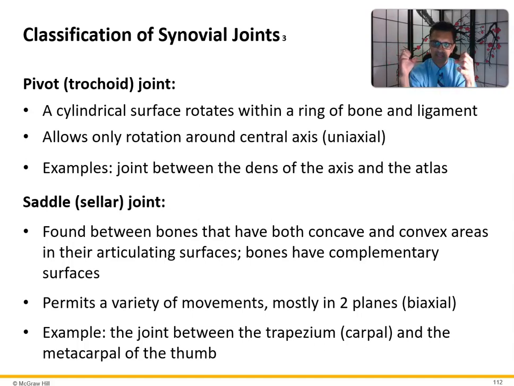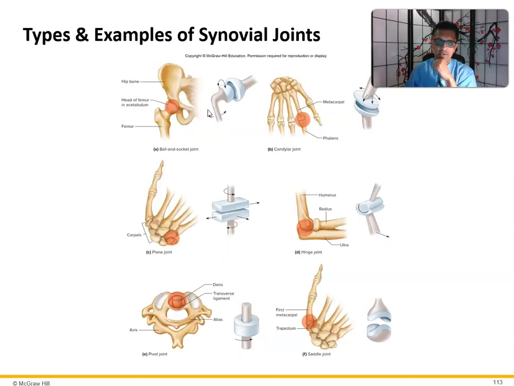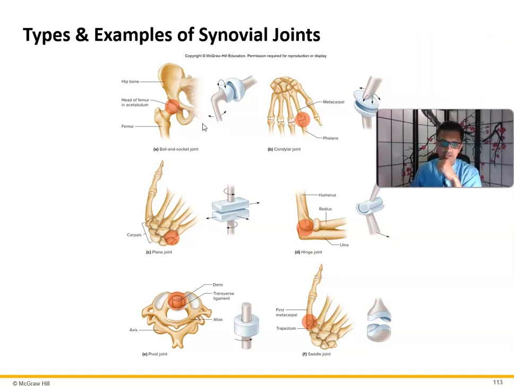So the way that these bones come together can dictate how much movement, how easy is it to move, how difficult is it to move, what's the purpose. That's the real purpose of joints. The design of the joint can dictate how many degrees of freedom we have. Here are some examples if you're more visual, as some of you are. Here's the ball and socket, a condylar, a plane joint, a hinge joint, a pivot joint, and a saddle joint.